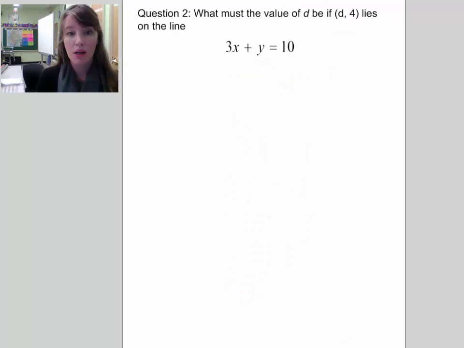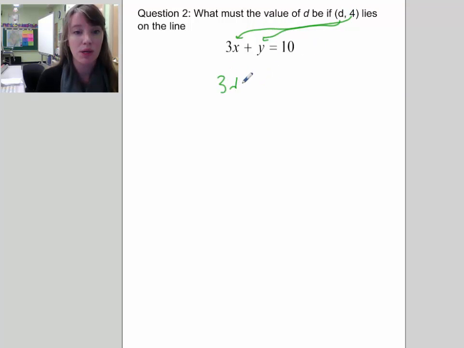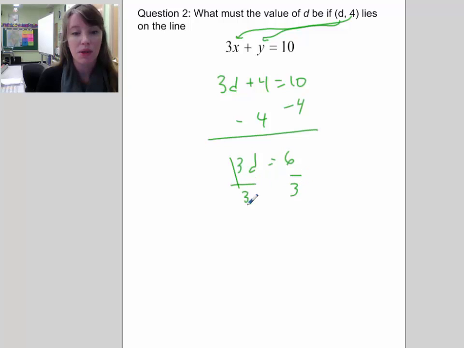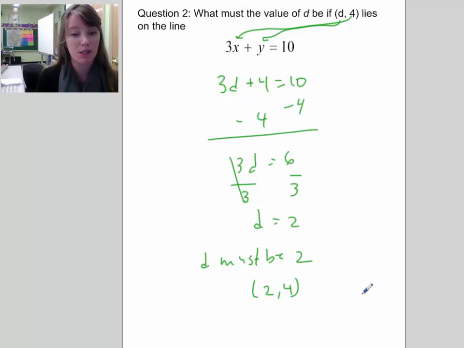Okay. Last question, what must the value of d be if (d, 4) lies on the line? Well, let's substitute these values in. Except for x, we're going to substitute the variable d. For y, I'm going to substitute 4. So we have 3d plus 4 is equal to 10. So let's go ahead and solve this equation. We have 3d is equal to 6, divided by 3, and d is equal to 2. So d must be 2, because the coordinate must be (2, 4) in order to be a solution.